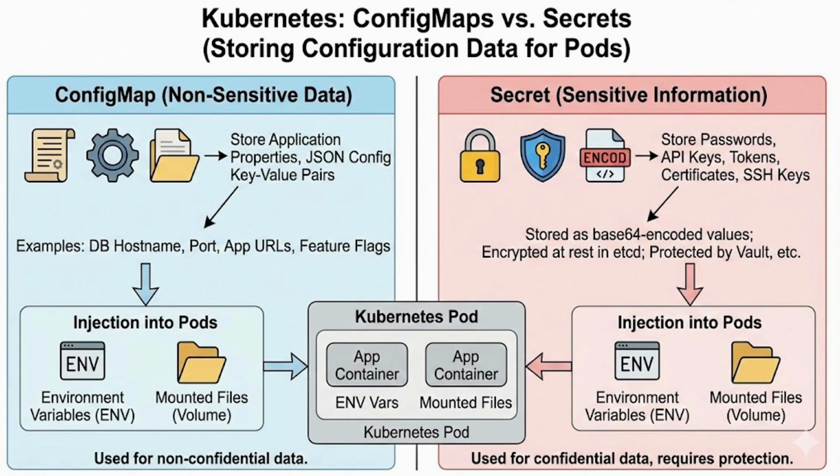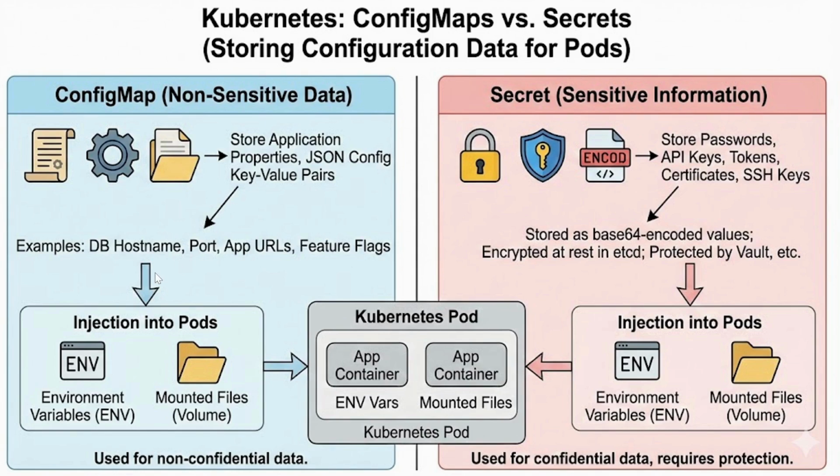So you can answer, config maps and secrets are Kubernetes objects used to store configuration data inside the Kubernetes cluster, so that our applications running in pods can consume that data later. For example, we can store application properties, JSON configuration, or simple key value pairs and then inject them into pods as environment variables or mount them as files.